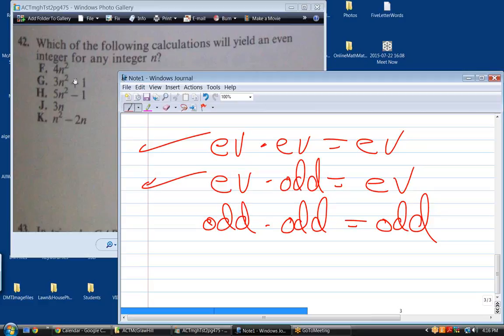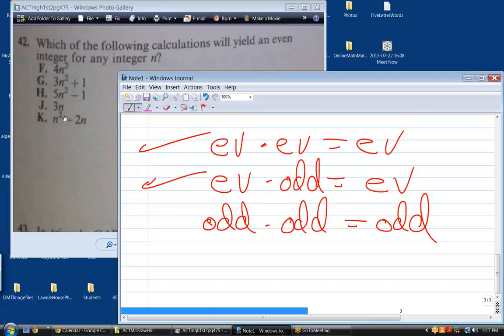Notice if we look at some others, well, that's sometimes even, sometimes odd, but when you add 1 to it, it becomes the other. Same thing with this. Sometimes even, sometimes odd, but when I subtract 1, it becomes the other. Well, 3 times an odd is odd, but 3 times an even is even. And this is, well, that's sometimes odd, sometimes even. That's always even. So you have odd minus even, which is odd.